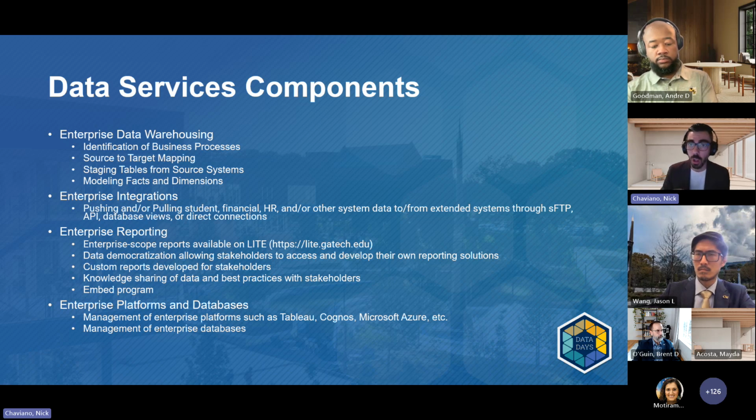And lastly, all of the data and systems that are supported within data services are supported by our enterprise platform and databases team. And so this team has the infrastructure that we use, so like databases or our Azure environment for cloud services, et cetera. And so they also help maintain some of the big systems that we have across campus, like Tableau or Cognos or Power BI, et cetera.